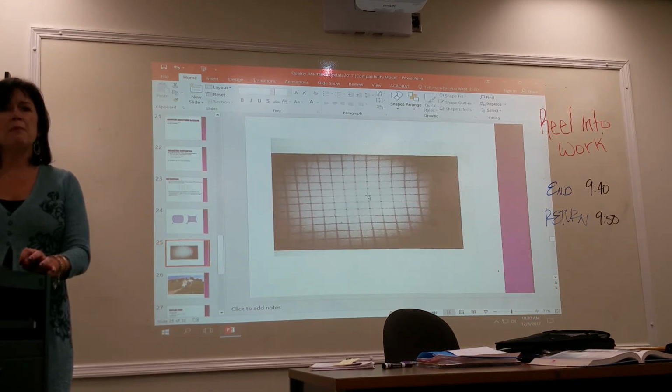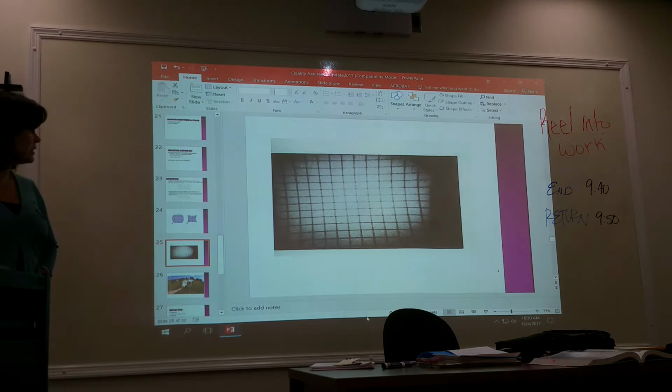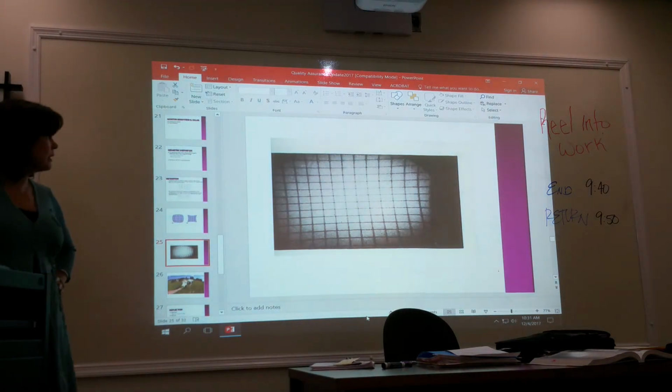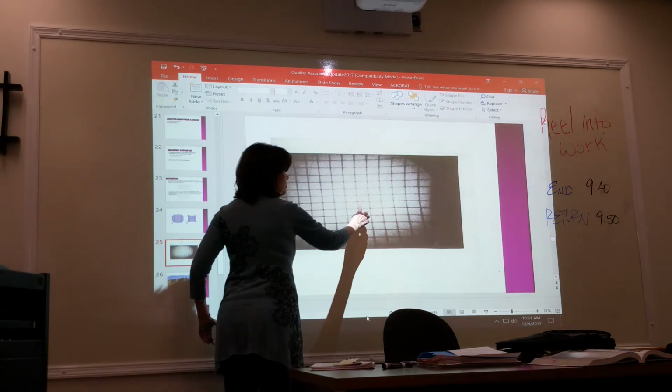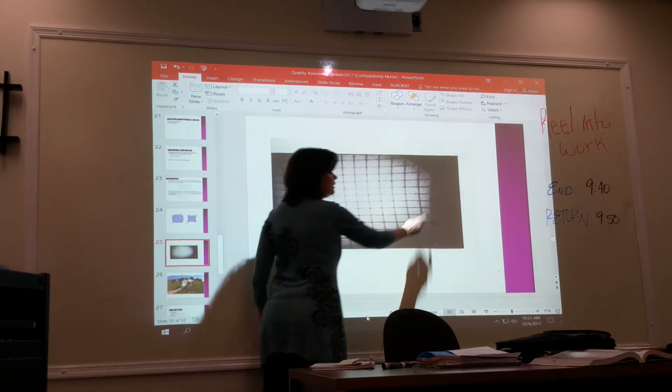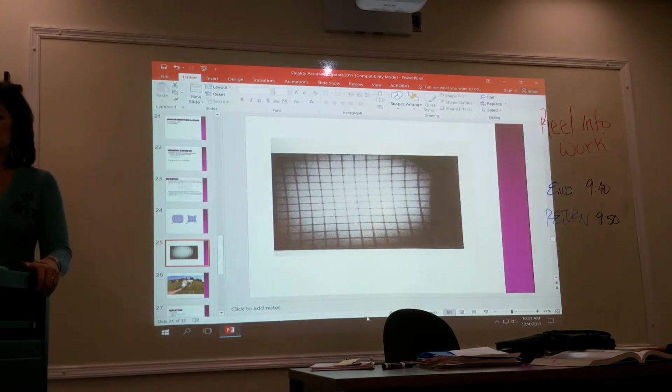This is a fluoroscopic monitor, and we use that to look at our images. And what do you think about that? Is that pin cushion or barrel? Pin cushion. It is pin cushion. It looks smaller. Do these squares look smaller than the squares out here? A little bit. So that's your pin cushion distortion.